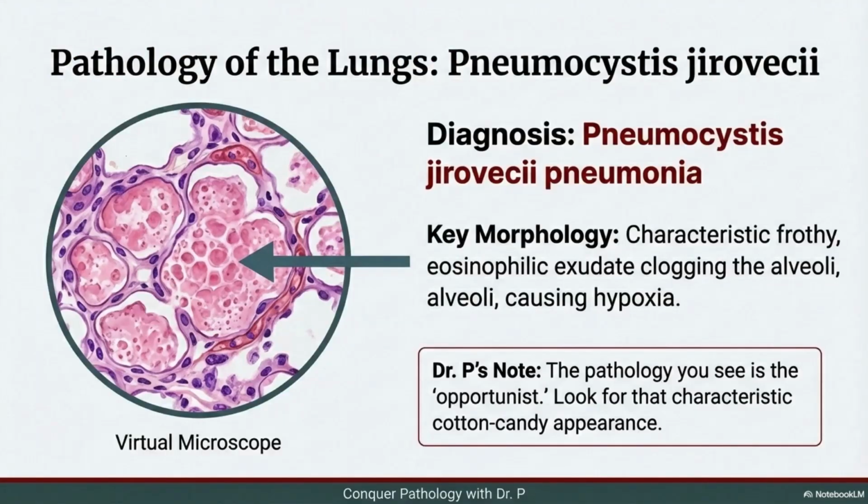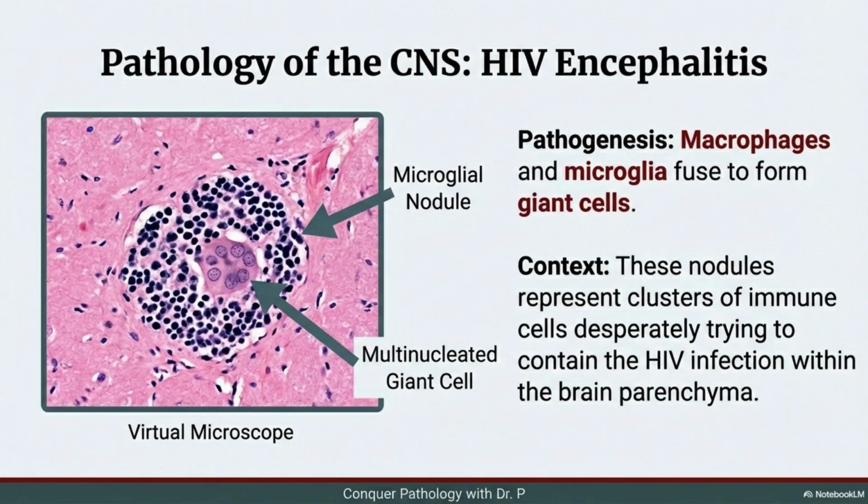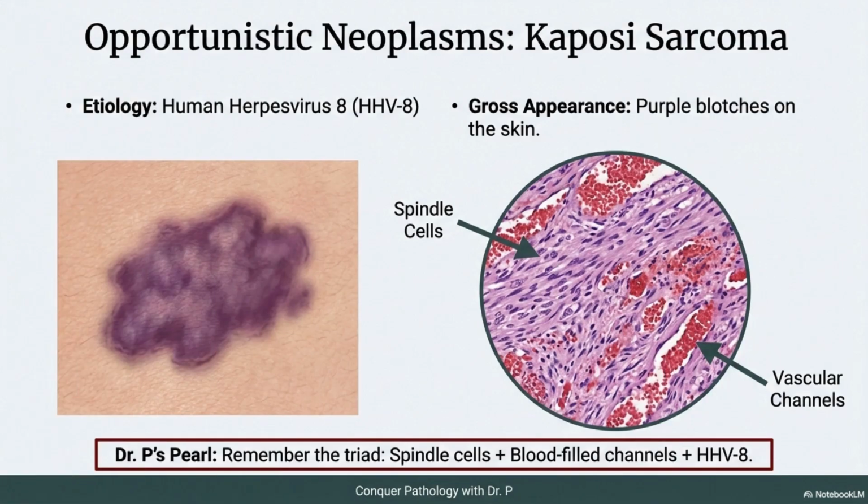In lungs, you see Pneumocystis jirovecii pneumonia. Look for cotton candy exudate in the alveoli. In brain, you see microglial nodules. The brain tries to contain the virus. And in tumors, you see Kaposi sarcoma, HHV8, the purple skin blotches with vascular channels.